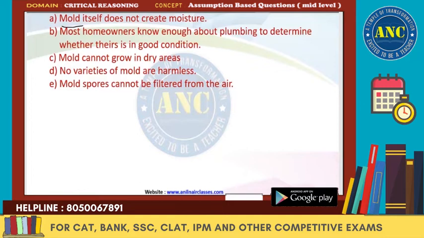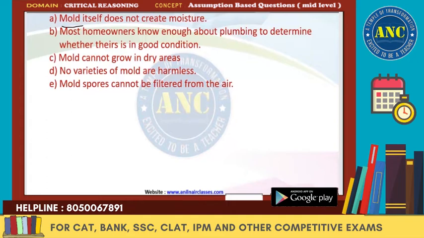Option C, mold cannot grow in dry areas. Now, if mold could grow in dry areas, the fact that mold is almost always found in wet areas is still valid. Now, this is the fact upon which the argument is based. So, the argument does not depend upon the unnecessarily absolute assertion that mold cannot grow in dry areas.